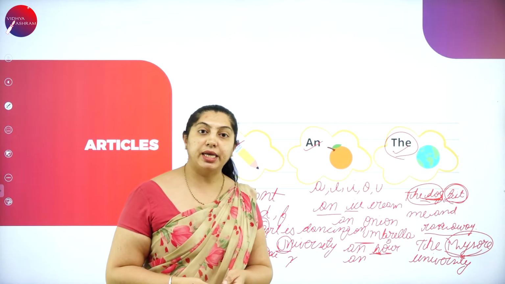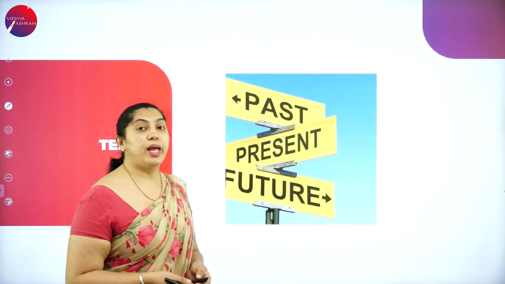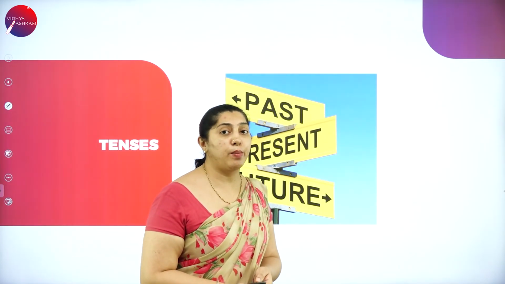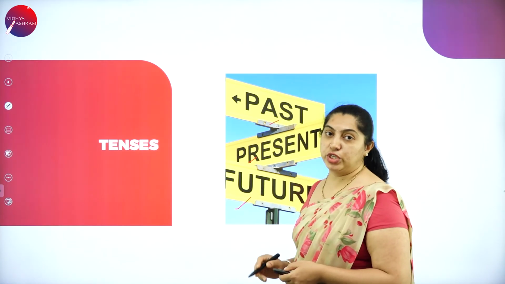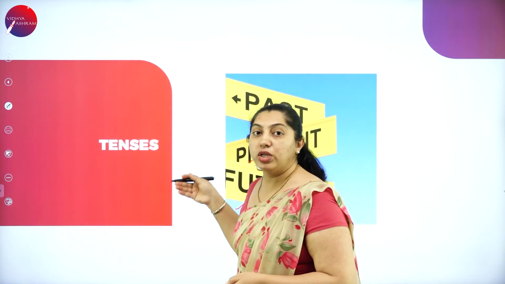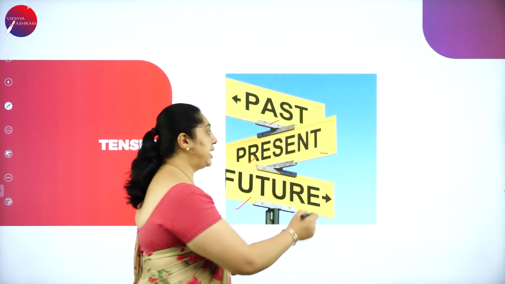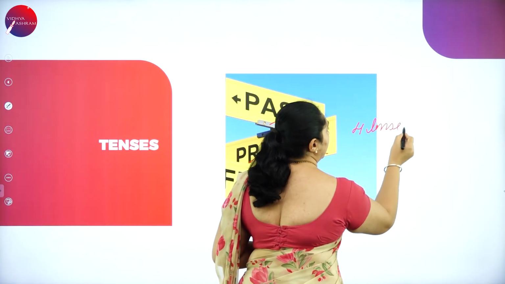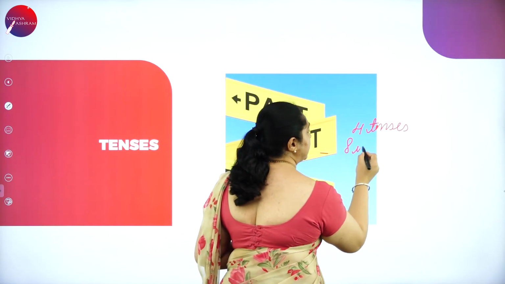There are two types of articles, the indefinite and definite articles. Moving on to the next one, tenses. When I say tenses, you might be wondering why ma'am is talking about tenses. In tenses, you might have learned only about the present tense, past tense and the future tense. These tenses are subdivided into 4 tenses. I'll be taking up the present tense first. This present tense is divided into 4 tenses. Under this present tense, the first one will be simple present.